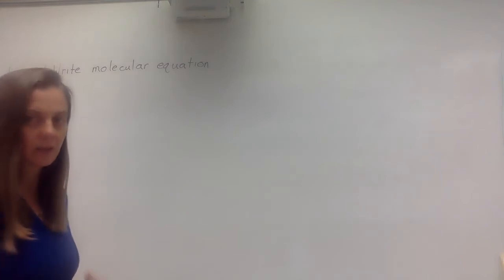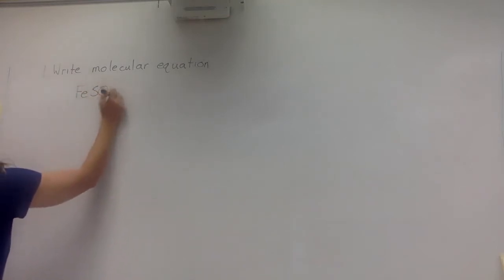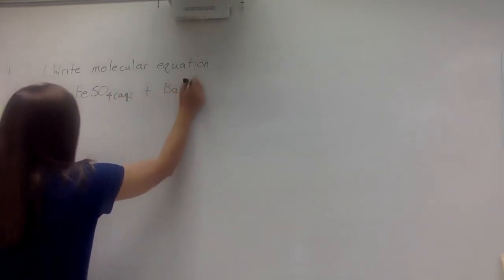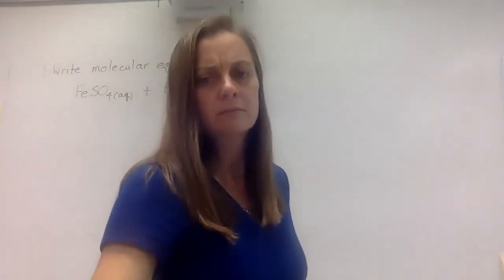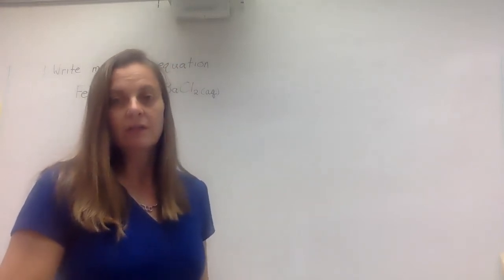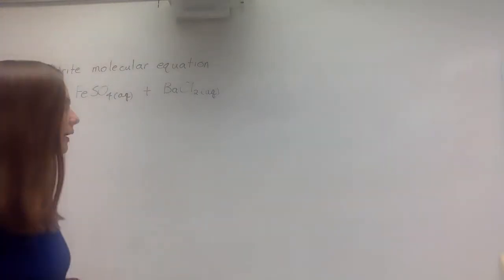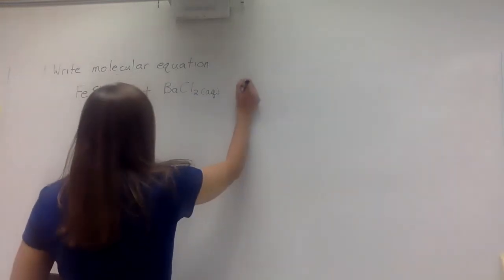So the example equation that I've picked for us today is combining iron 2 sulfate in solution with barium chloride, also in solution. Okay, so we need to finish this equation. We have our reactants, iron 2 sulfate and barium chloride. And so this is going to be a simple double displacement reaction. We're going to exchange anions.